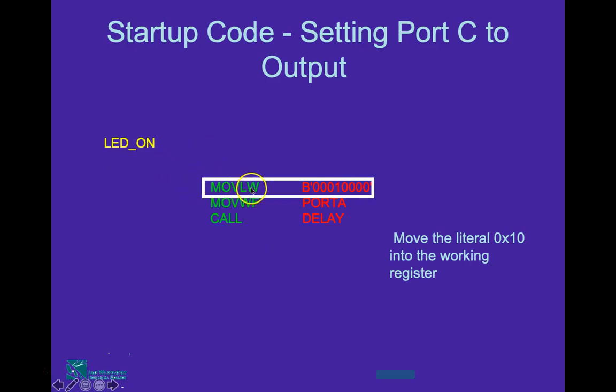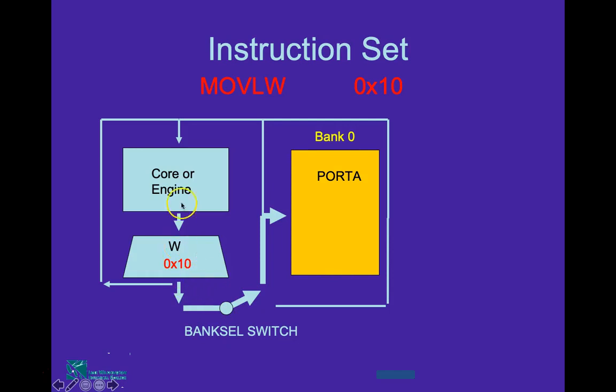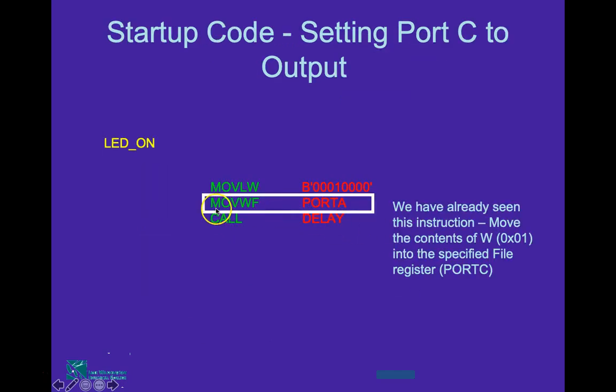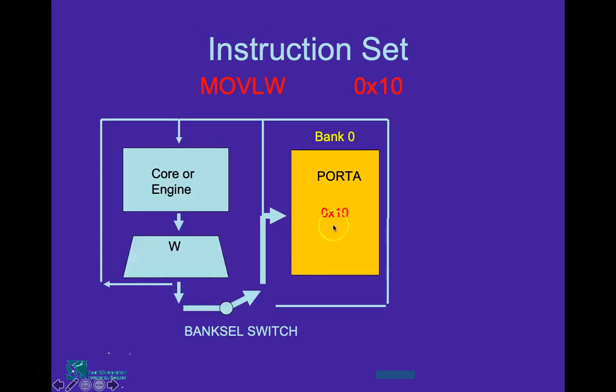So we move the literal number into the working register. That's what we did here. This is our working register. And then the second step says move whatever is there in the working register into the file register. And in the working register we have this number. So that number is going to be transferred into the port A. So port A will have 0x10.